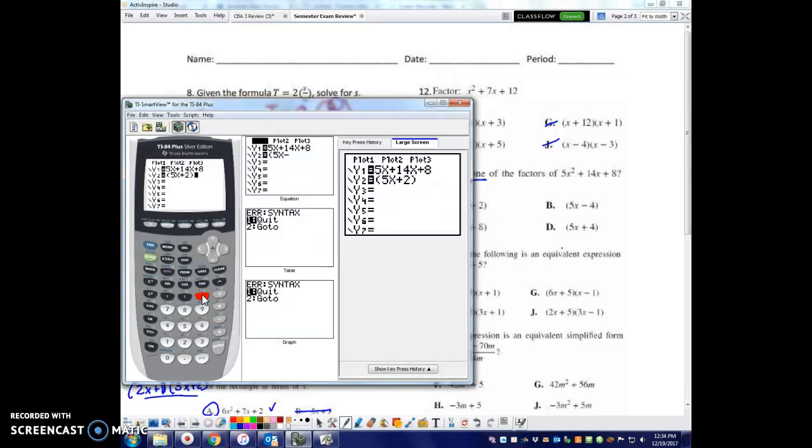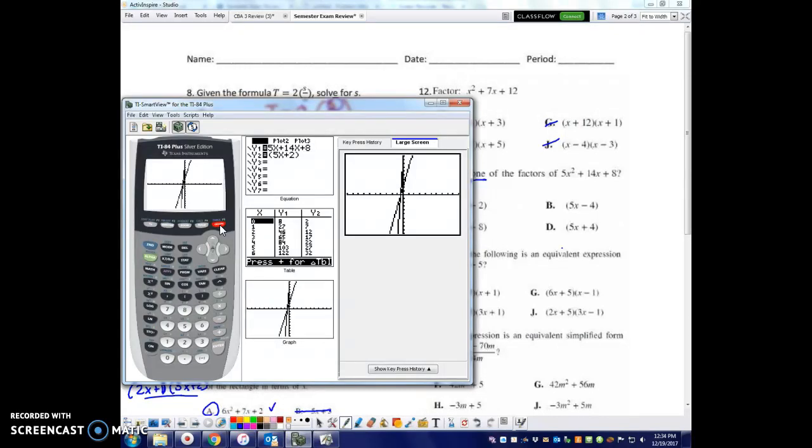Okay, this time we're going to graph it. We want to see if our second line crosses through our first line at the x-intercept. It's kind of hard to see on this picture, so let's zoom in. 2, enter. Okay, so that one crossed through. That one looks like it may have crossed through at the x-intercepts.